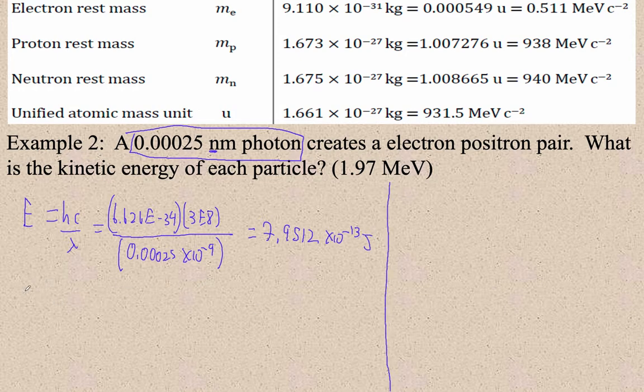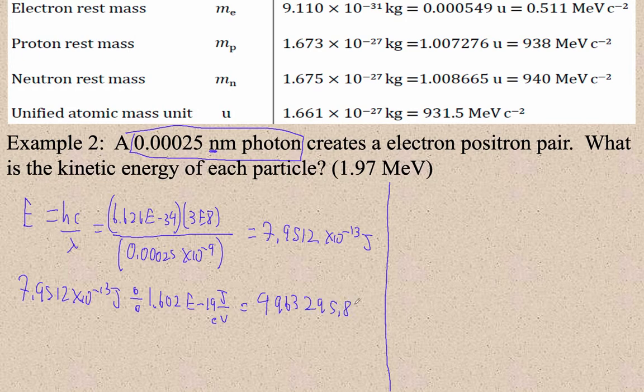Now we've got to turn that into electron volts. So 7.9512 times 10 to the minus 13th joules divided by 1.602 E minus 19, which is joules per electron volt. I get just this big number, very unhelpful, approximately 4,963,295 eV. So it's basically 4.963 MeV. I'm going to divide that by 1E6, and that'll give me how many MeV it is, and I get 4.963.